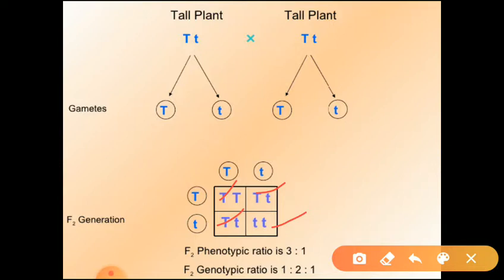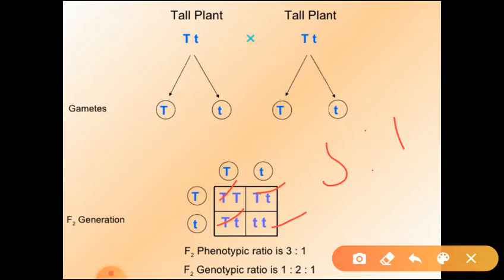So from this we can write their phenotypic ratio. Phenotypic ratio is 3:1. What is phenotype? Observable features which are genetically controlled. When we look at this Punnett square, 4 plants are there. Out of these 4 plants, 3 are tall, whereas 1 is short. That's why we are writing the phenotypic ratio as 3:1. 3 means 3 tall and 1 means 1 short.